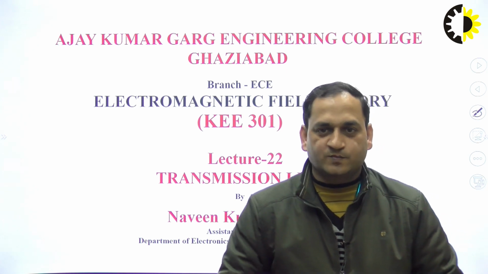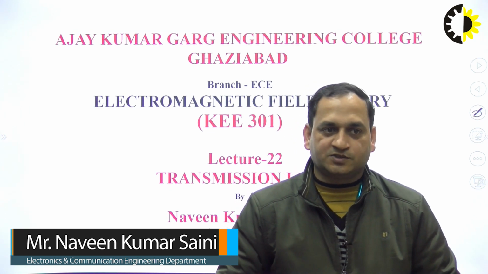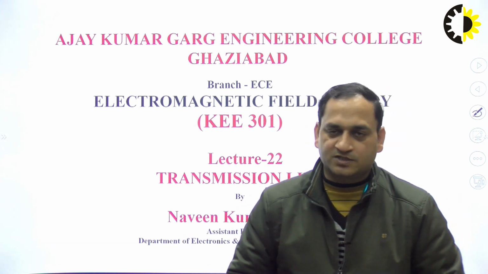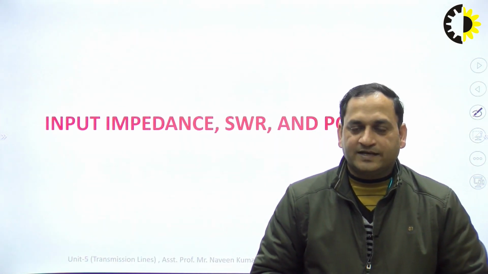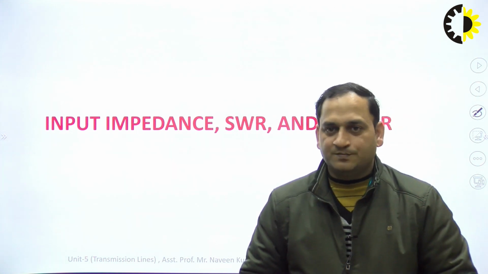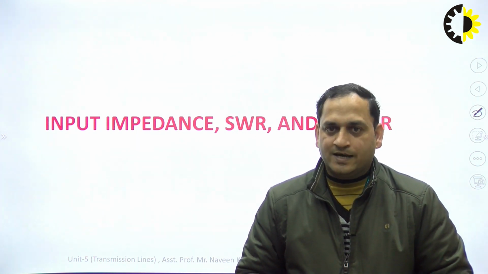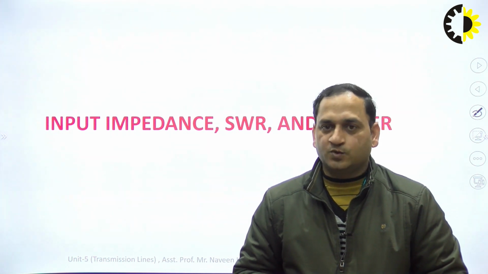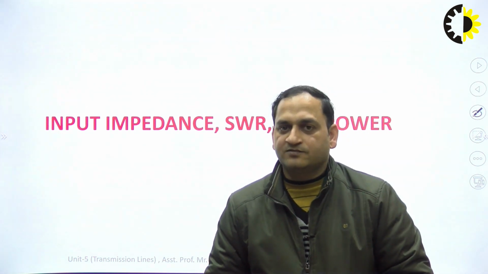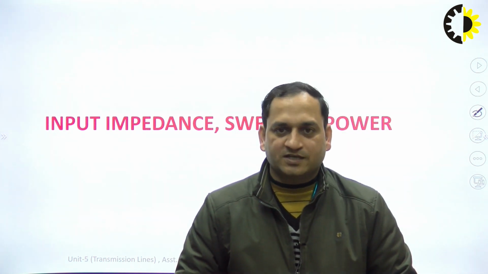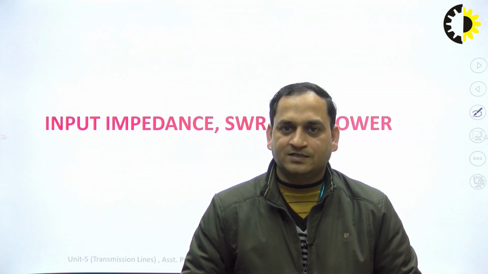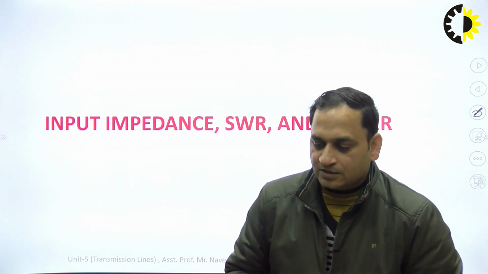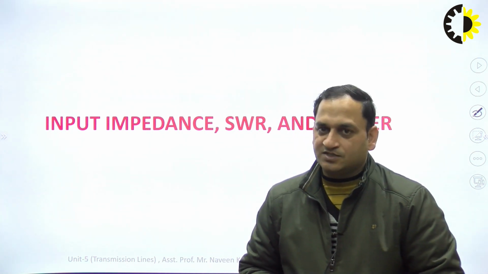In the course Electromagnetic Field Theory, code KEE 301, lecture number 22, we are in transmission line, Unit 5. As we have discussed in the previous lecture, the basics of the transmission line and the transmission line equations in the voltage and the current form. And two special cases we covered in the last lecture: the distortionless line and the lossless line.